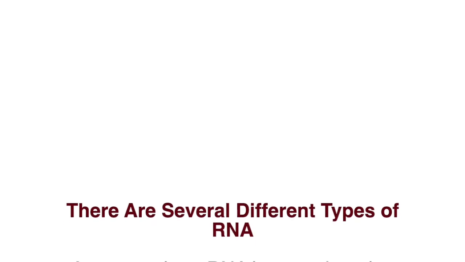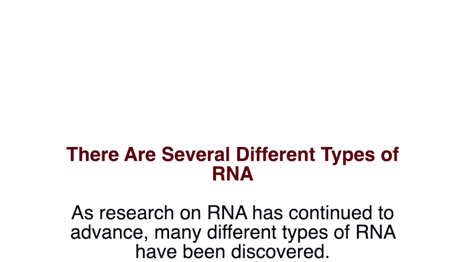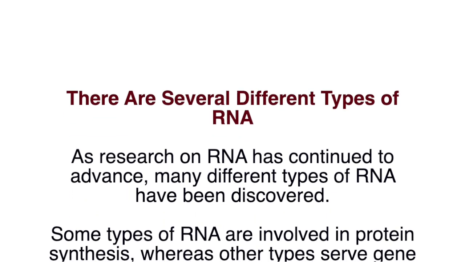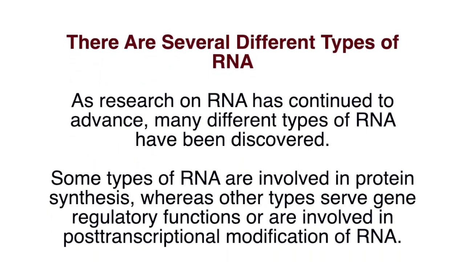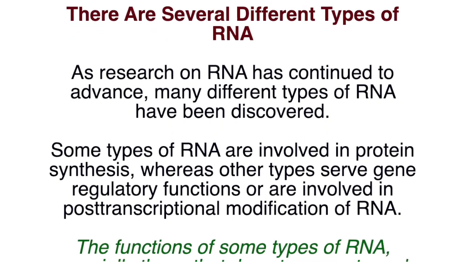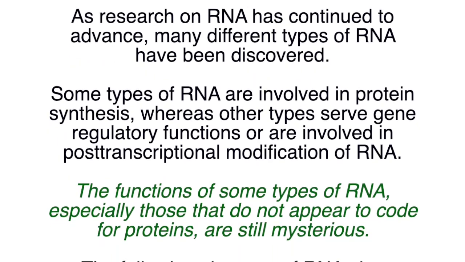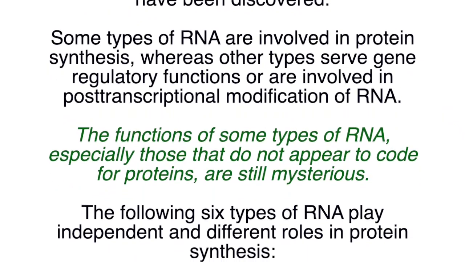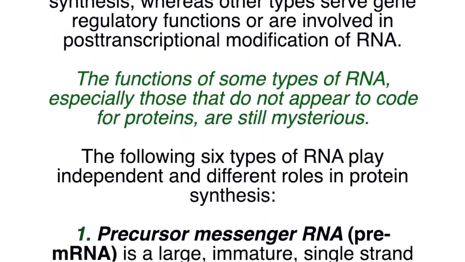There are several different types of RNA. As research on RNA has continued to advance, many different types of RNA have been discovered. Some types of RNA are involved in protein synthesis, whereas other types serve gene regulatory functions or are involved in post-transcriptional modifications of RNA. The functions of some types of RNA, especially those that do not appear to code for proteins, are still mysterious. The following 6 types of RNA play independent and different roles in protein synthesis.